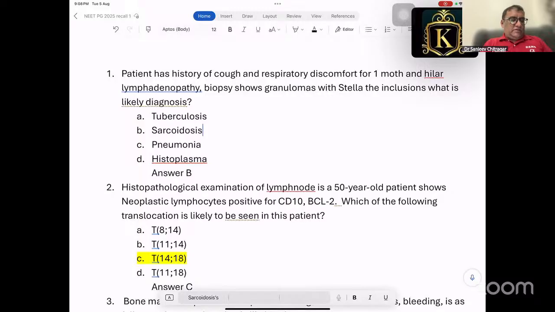Okay, in pathology you got all correct, Krishna Agarwal. Yep, so I'm so happy to get feedback from you that all questions were correct from pathology. Okay, let me start with the first question.